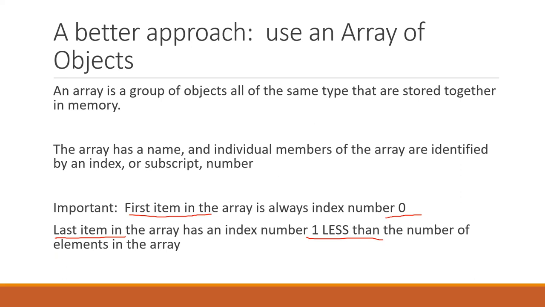So just always get used to this off by 1 kind of thing. The first element in the array is number 0, and the last element is 1 less than the number of elements in the array. If I have 1,000 things, the last one is element 999.